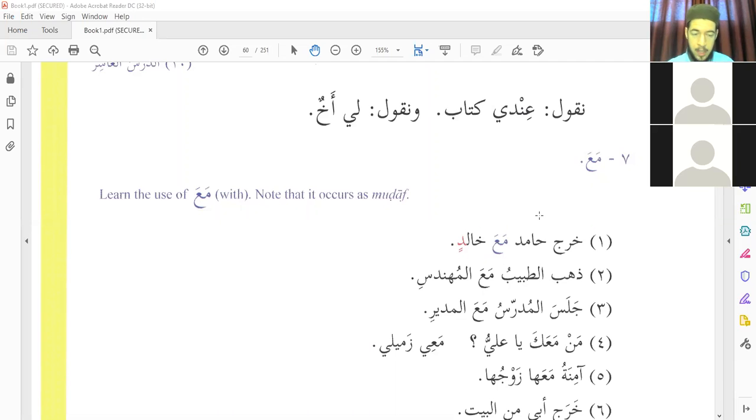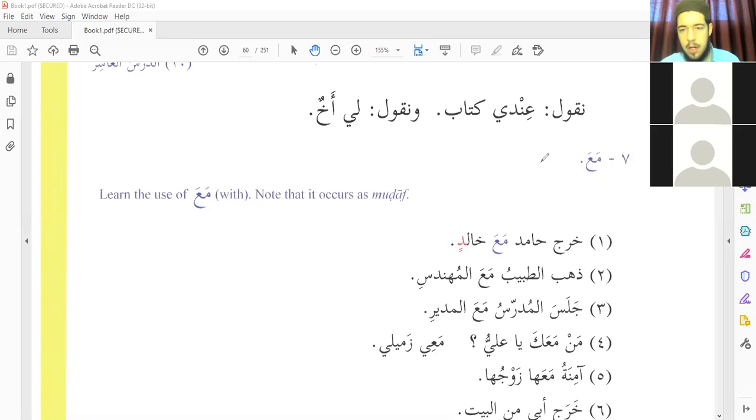So, previously, we had been talking about li and inda. These are two ways to express possession. And we said, نقول عندي كتاب ونقول لي أخ. We talked about the differences between li, using lam al-mulkiyya, and inda. One difference is that we use li for people, whereas we use inda for objects. And the other thing was that we use inda for things that are on our person, and we use li for pure possession, things that are yours, whether they're on your person or not.